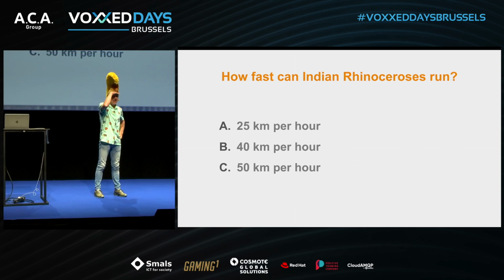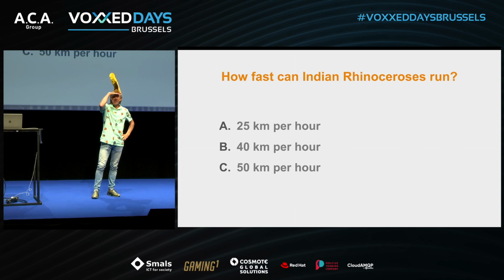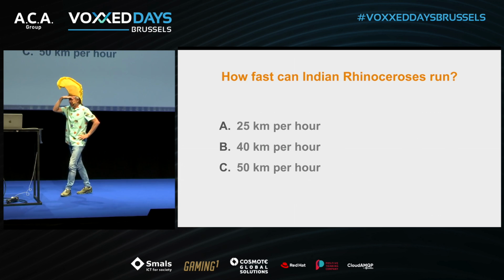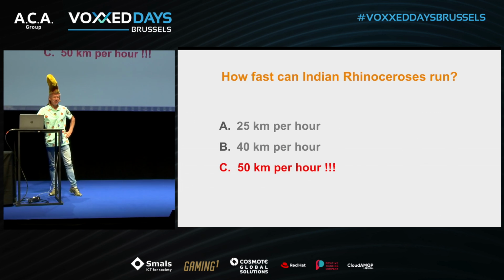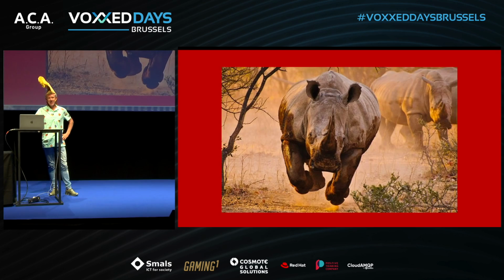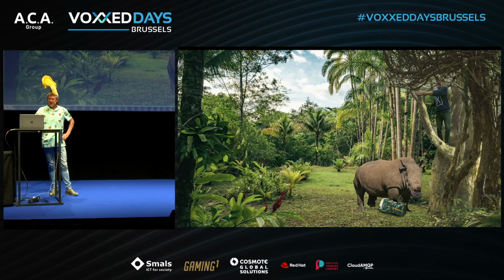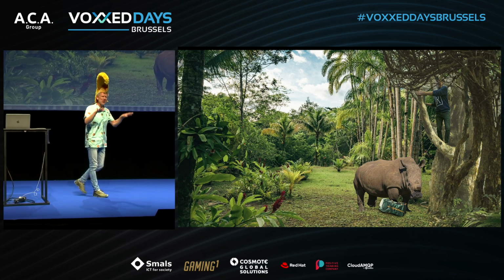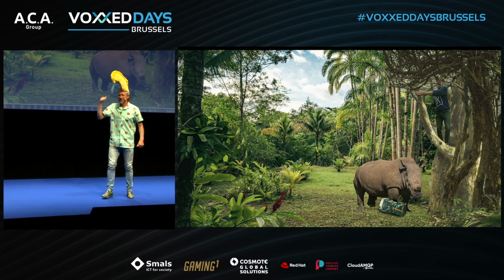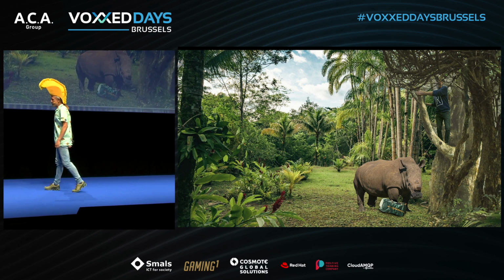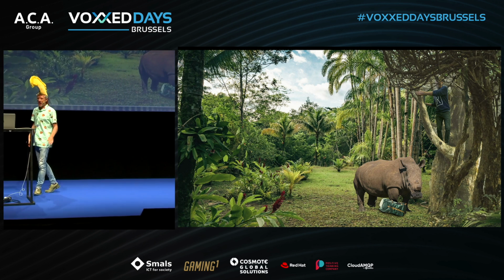Who thinks A? Nobody? Oh, that's good. B? Okay. No, it is C. 50 kilometers an hour. And when you see this, and I was standing here on the branch. He was not so cute as you think it is here. Here I'm standing on it. And he was waiting there.